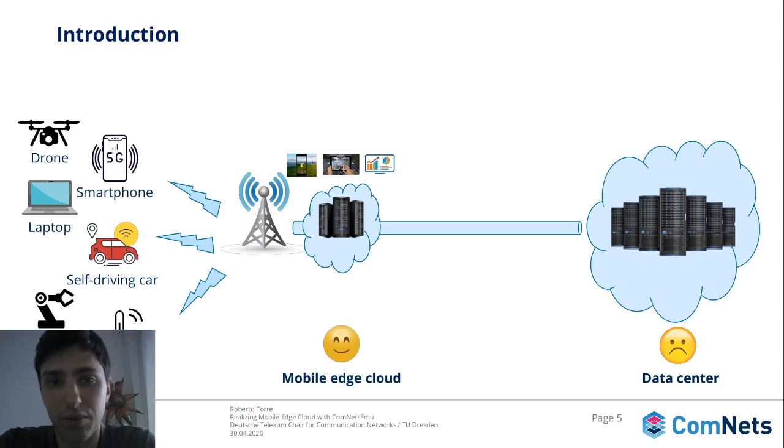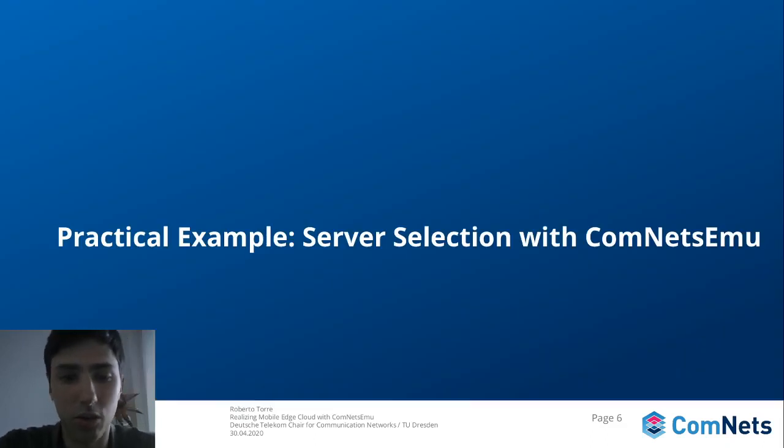So the idea is that we will reduce the latency because the processing will not be far away, and we can offload the network as well, and we can increase the reliability because there is not so much congestion and so on. If you want to know more about this, you can look into the chapter of Mobile Edge Cloud. We are only going to talk about this, but there is more information in that chapter. So let's go directly to the practical example.